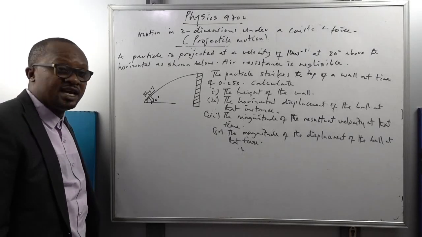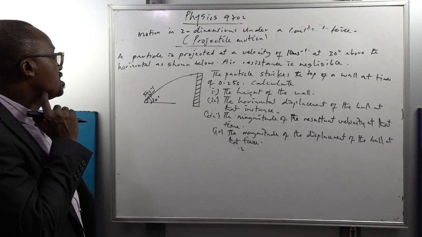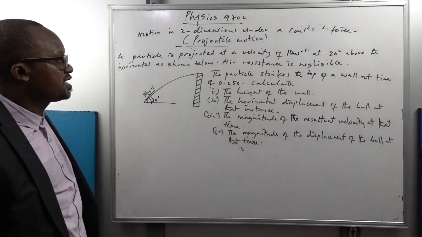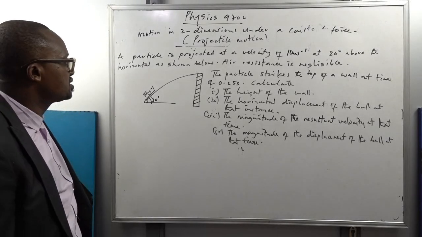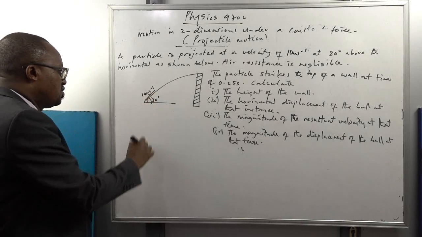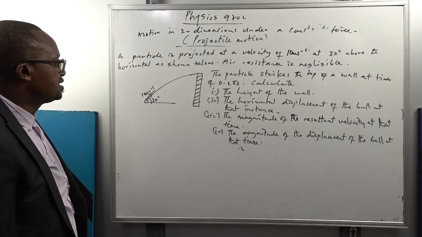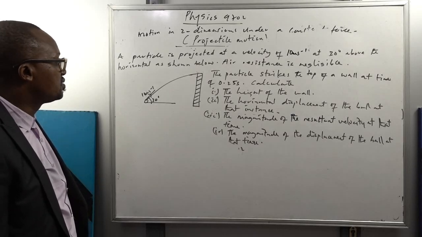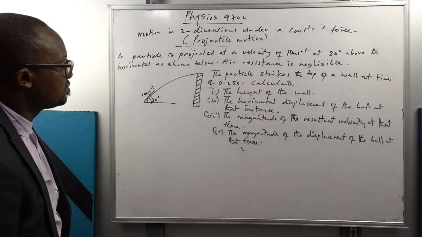So let's look at this question now. A particle is projected at the velocity of 10 meters per second at 30 degrees above the horizontal, as shown below. Air resistance is negligible.